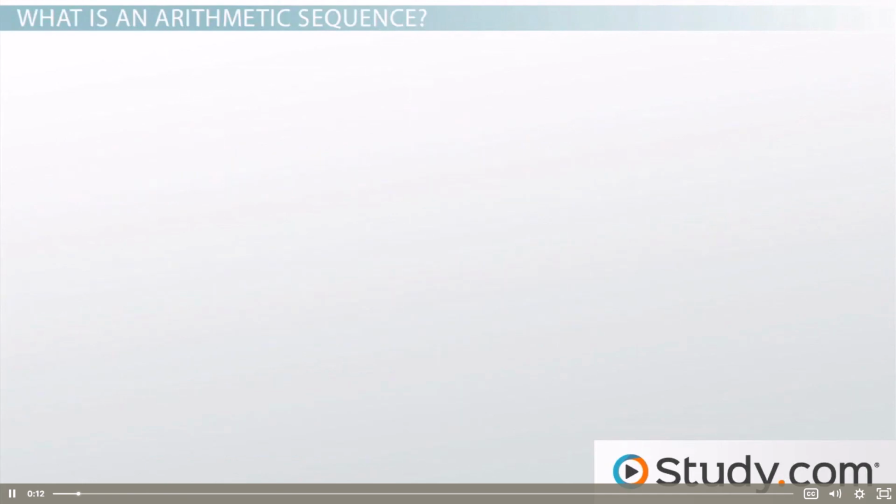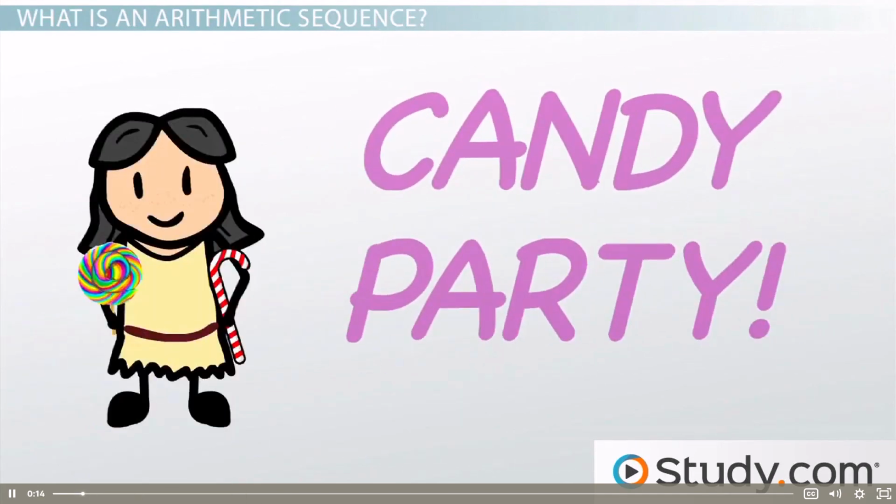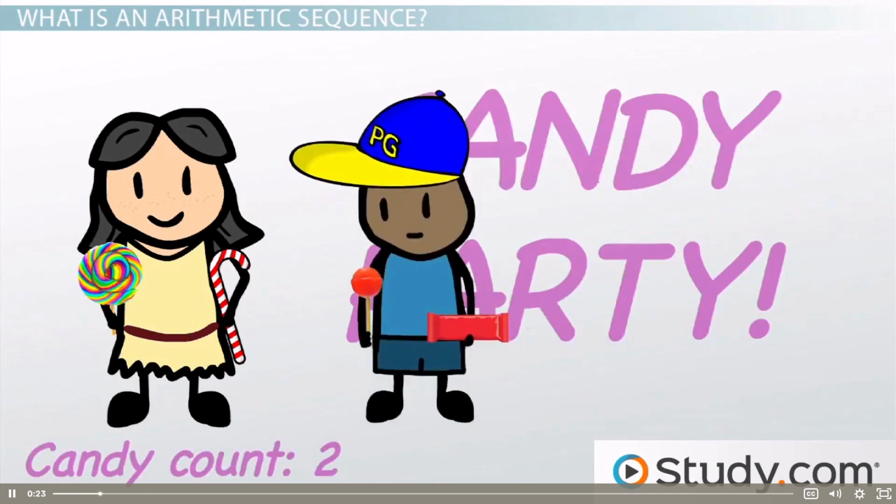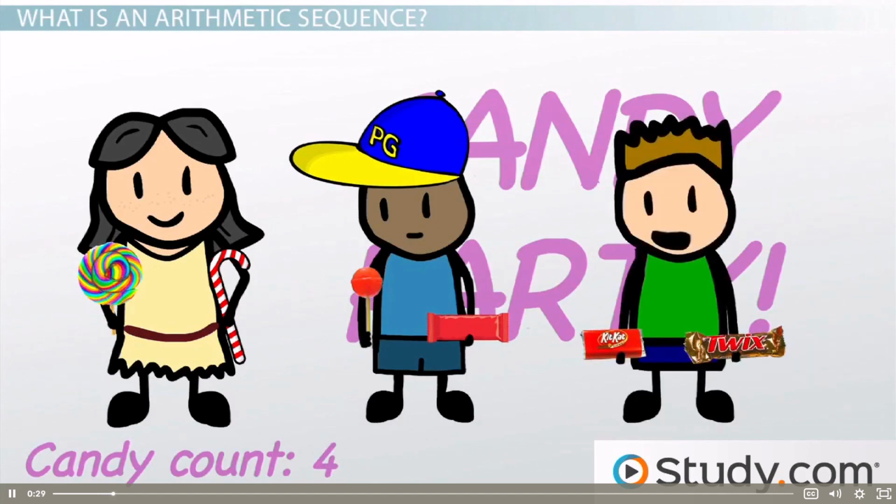Think of an arithmetic sequence as if you are hosting a candy party where each person that comes is required to bring 2 candy bars. You are already there with 2 candy bars. The next person that comes brings 2 more candy bars. Now you have 4 candy bars. The next person that comes brings 2 more candy bars. Now your total is 6 candy bars. You can see a pattern forming here, and you can probably continue this pattern on your own.